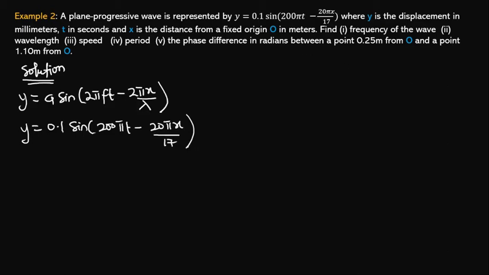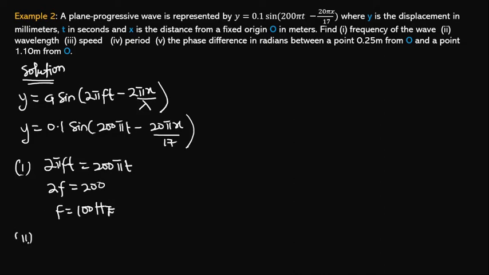Alright, so the first question is telling us to find the frequency. We have f over here, so we can equate these two. We have 2 pi ft is equal to 200 pi t. So the pi t will cancel out, so we have 2f is equal to 200. It means our frequency is equal to 100 hertz. Straight away from there, we know our frequency is 100 hertz.